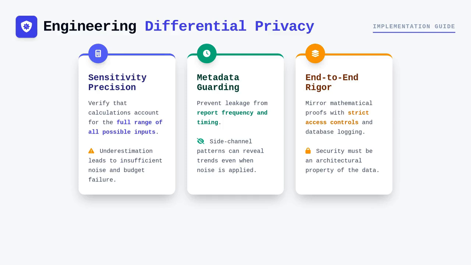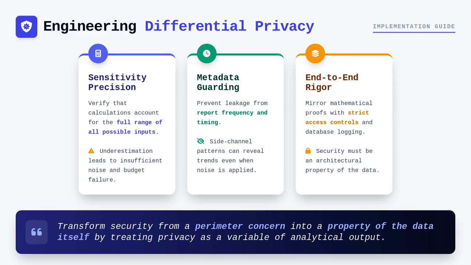Effective differential privacy requires an end-to-end approach where the mathematical proofs are mirrored by strict access controls and robust logging at the database architectural level. By treating privacy as a variable of your analytical output, you transform security from a perimeter concern into a property of the data itself.